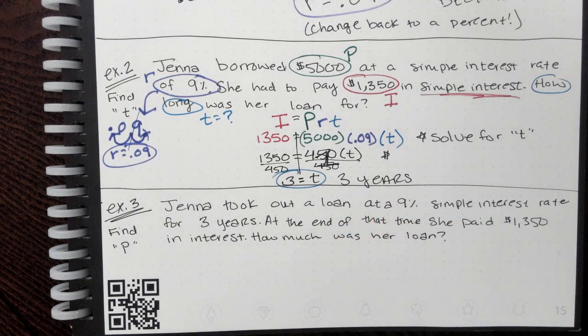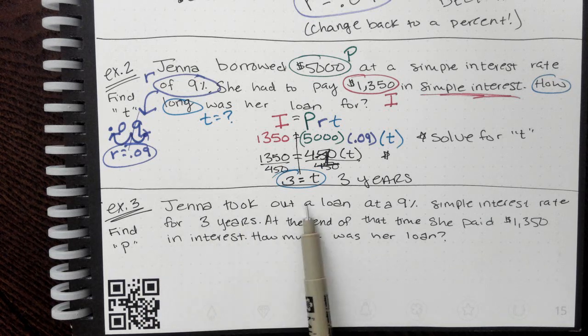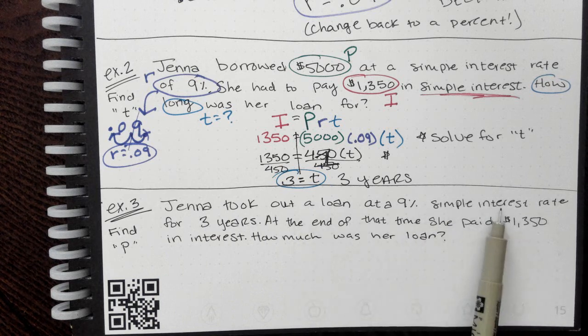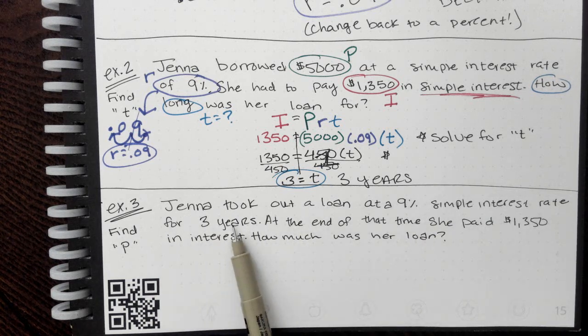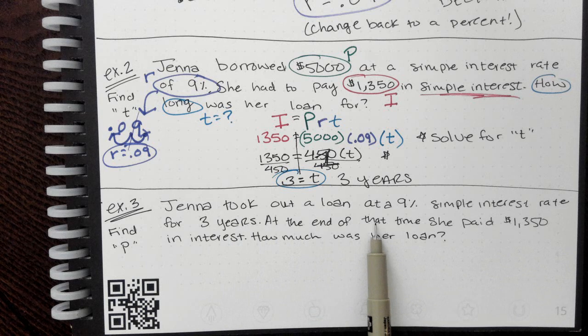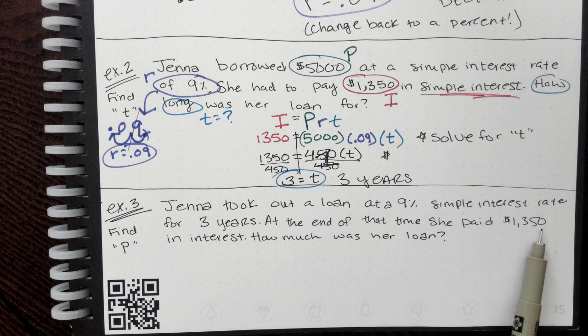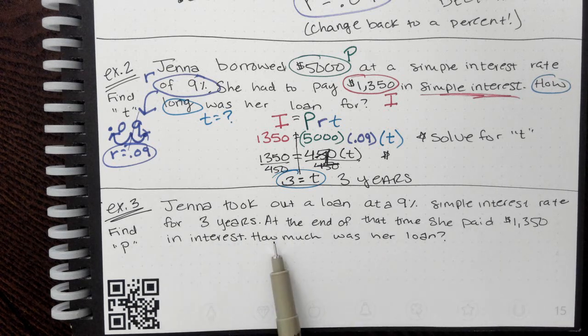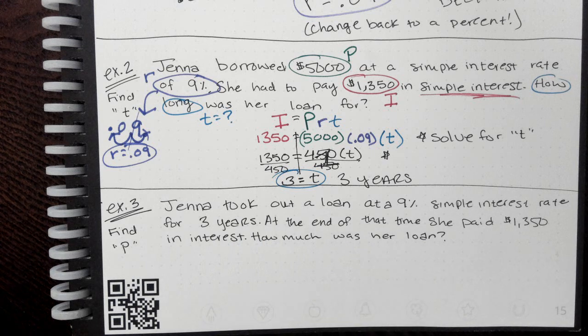Here we go. The last example, we're going to find P instead of R or T. So Jenna took out a loan at 9% simple interest rate for 3 years. At the end of that time, she paid $1,350 in interest. How much was her loan?